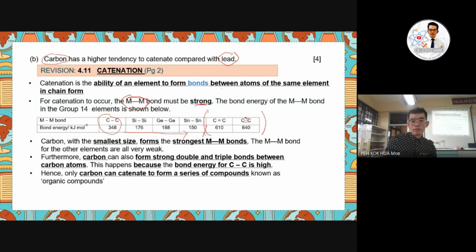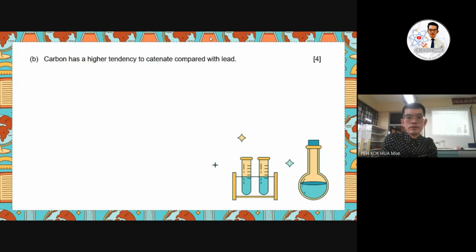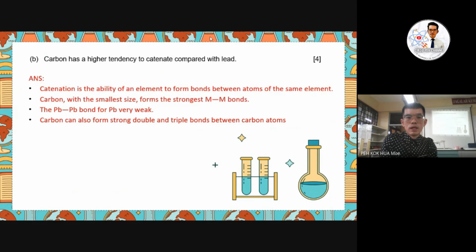All this information, 100%, I get from the notes. And the information is not so much, and you can memorize it very easily. So for 4 marks, you can give all the points from the notes. Okay, so you can see the answer together with me.